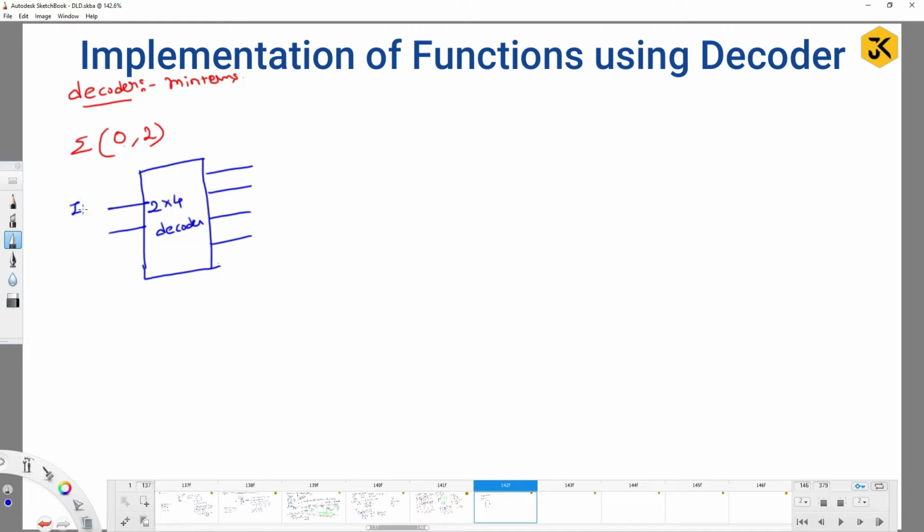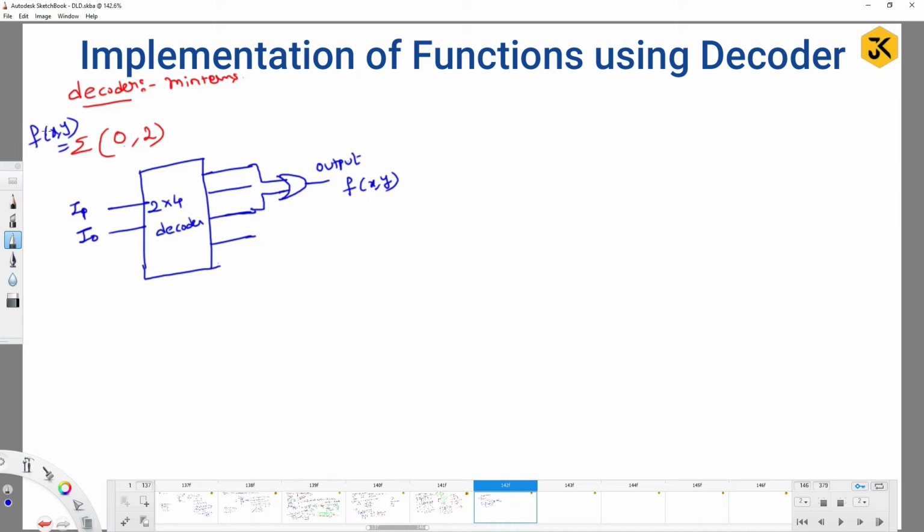So if I say that the inputs are I1 and I0, at what lines do you need to get the output 1? You need output 1 either at the 0th location or at the 2nd location. So basically we can do it like this, and I can make this the actual output for the given Boolean function. I can represent it in the form of f of x comma y.